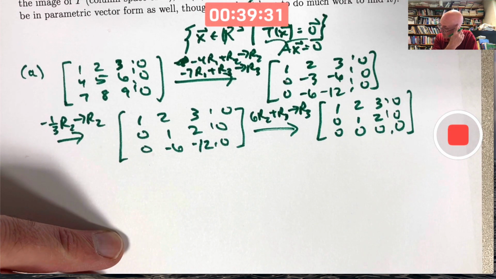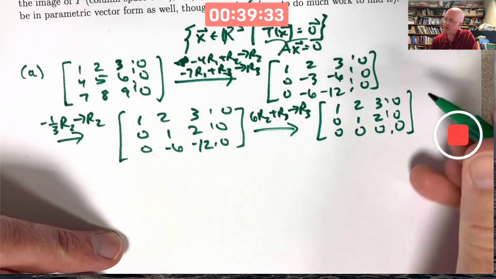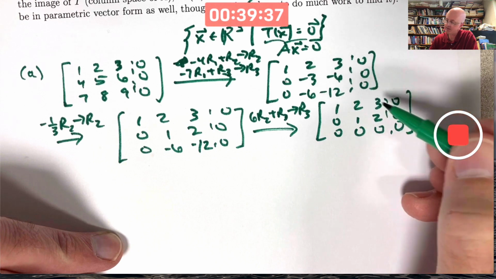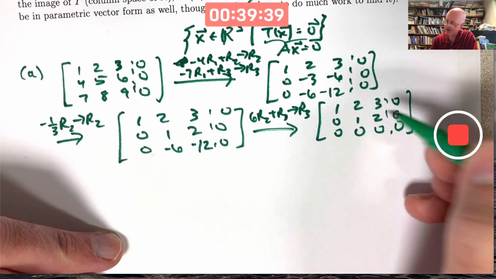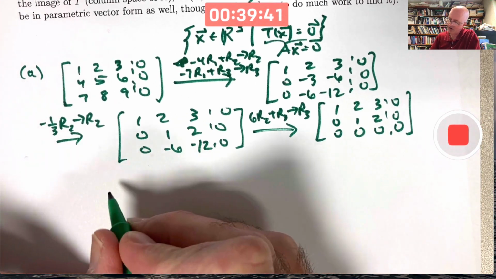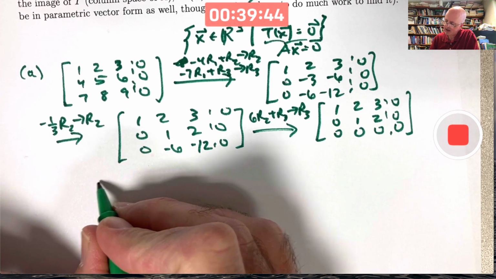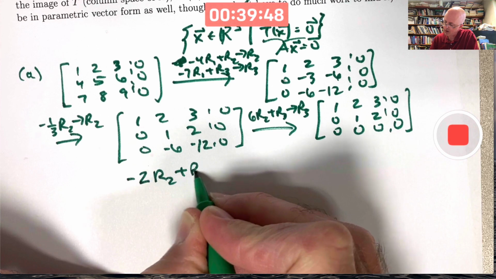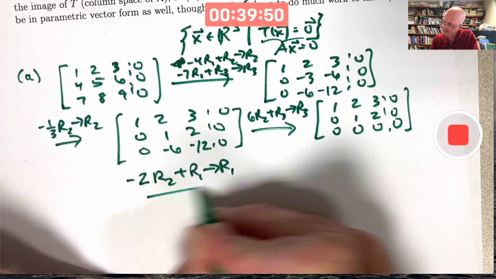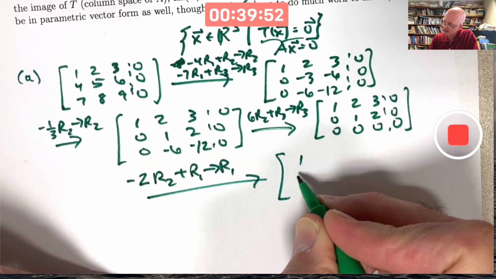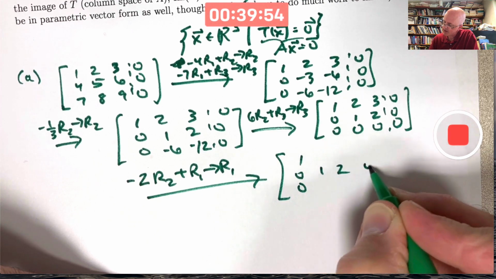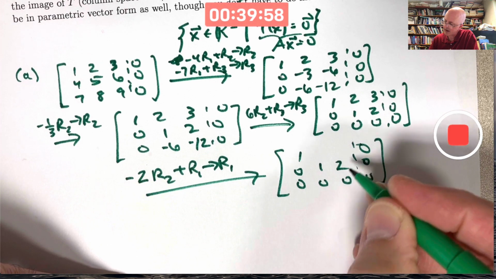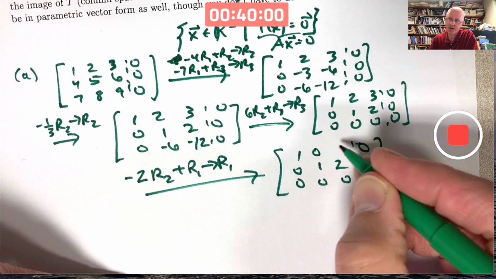This is row echelon form, but not yet reduced row echelon form, because I need zeros above any leading ones. This one doesn't have anything above it, but this one does. I need to get a 0 there. So my last elementary row operation, I'm going to multiply row 2 by -2, add it to row 1, and put the answer in row 1. I can quickly fill in a bunch of stuff here. You're going to get a 0 there. The only work to do is to figure out what goes there.